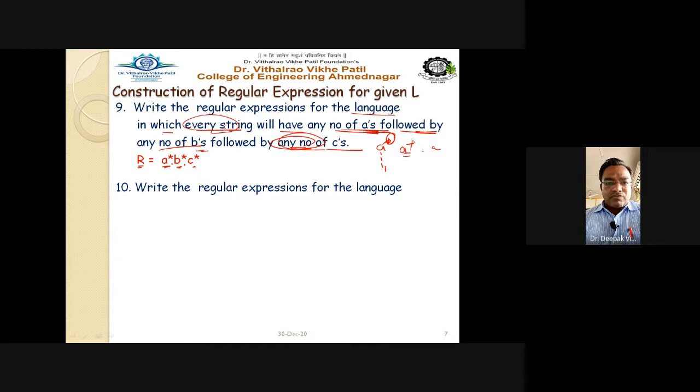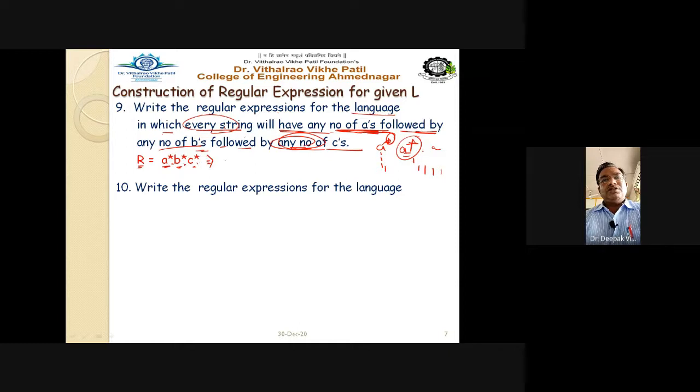If it is at least one A, then you have to write A plus, meaning at least one A: 1A, 2A, 3A, 4A. More than one is possible, right? So the string has any number of A's, any number of B's and any number of C's. That means A star dot B star dot C star.